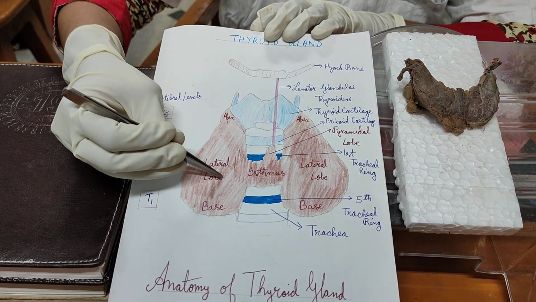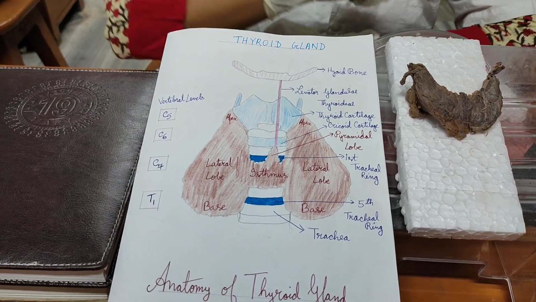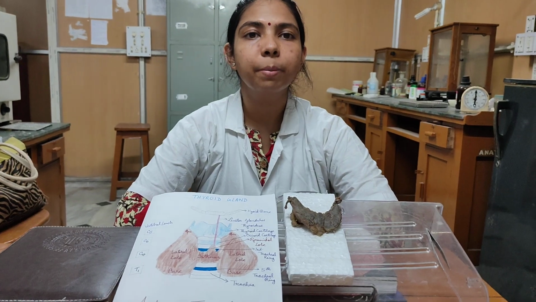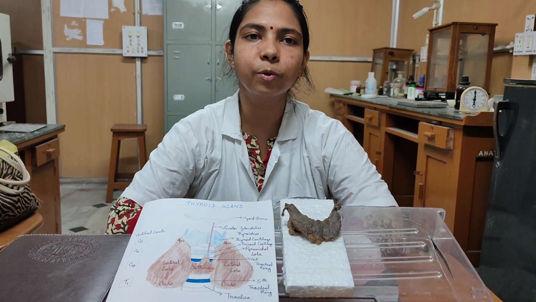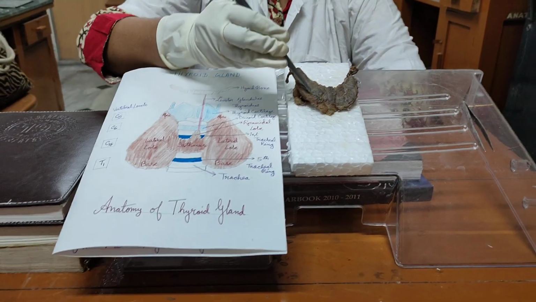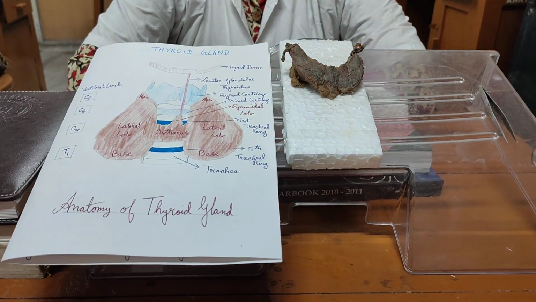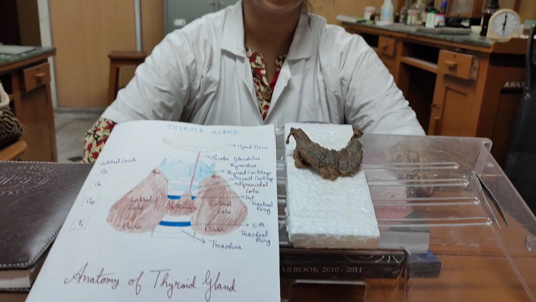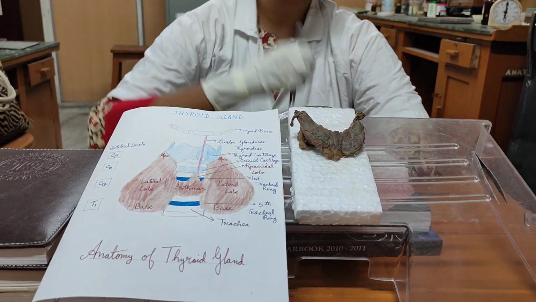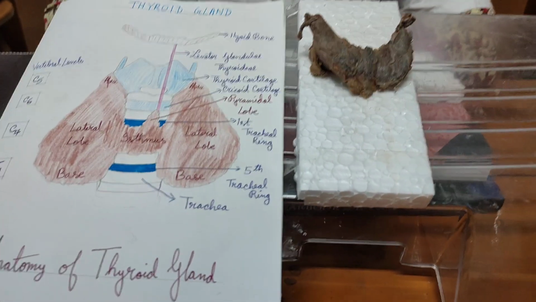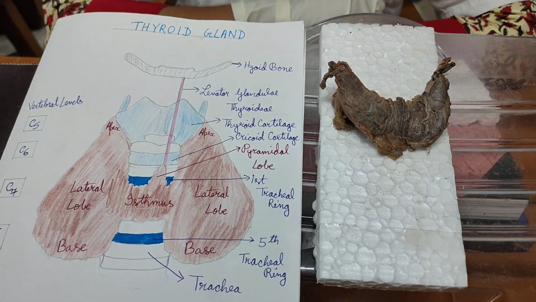The thyroid gland weighs about 25 grams, but in females it is slightly larger in size, and the size increases further during menstruation and in pregnancy. Each lobe of the thyroid gland measures about 5 cm in length, 3 cm in breadth and 2 cm in thickness. The isthmus part measures about 1.25 cm both in length and breadth.